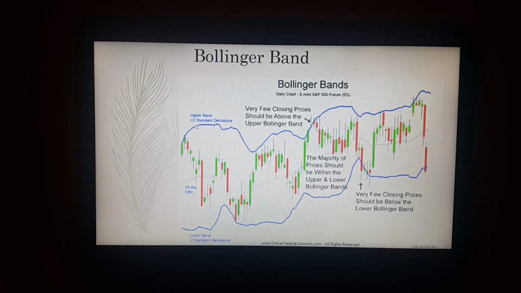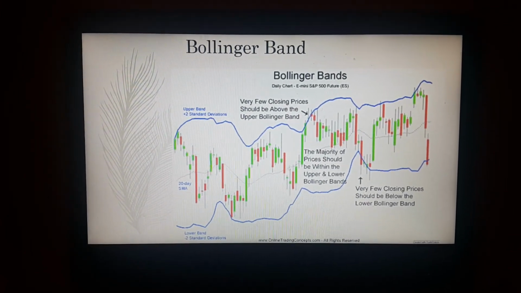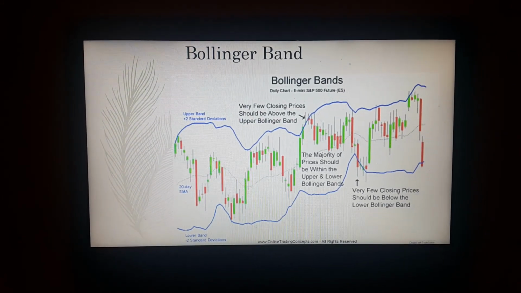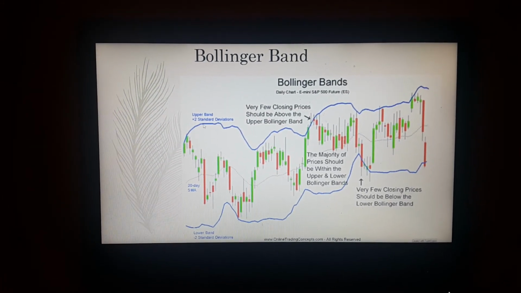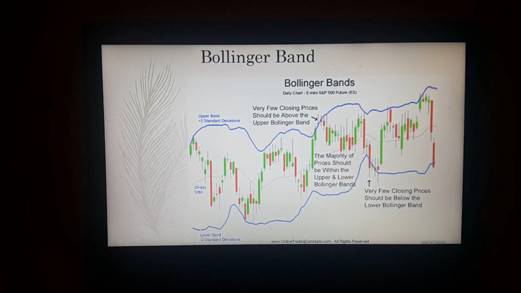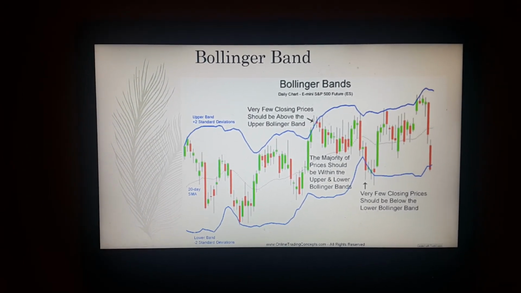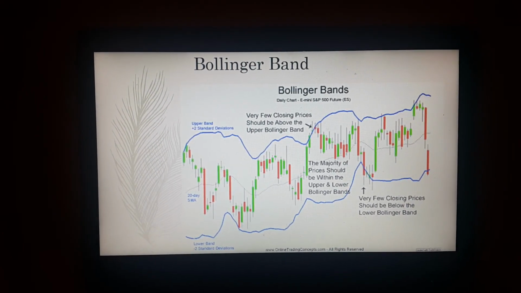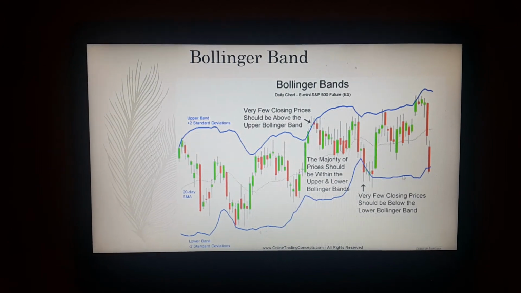This is the moving average band, where the majority of price should be within the upper and lower Bollinger Band. The upper Bollinger Band stays above the average Bollinger Band, and very few closing prices should be above the upper Bollinger Band. The lower Bollinger Band stays below the average band, and very few closing prices should be below the lower Bollinger Band.